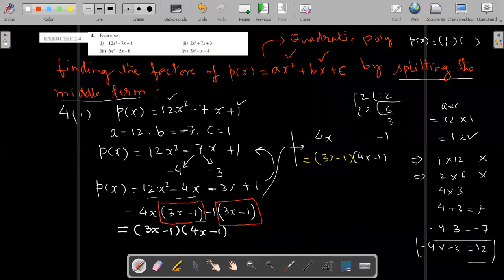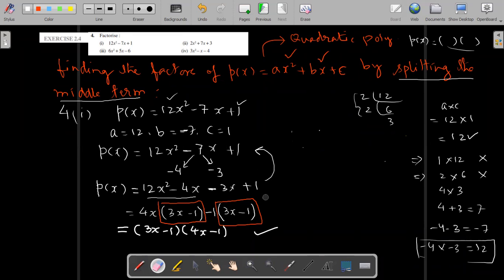I told you, when you have written something like this, those are called the factors. Therefore, these are the factors. It is factorized. The polynomial is the same, but it is written in the factored form. So this is the factorized form of the polynomial, by the method of splitting the middle term. Got it?